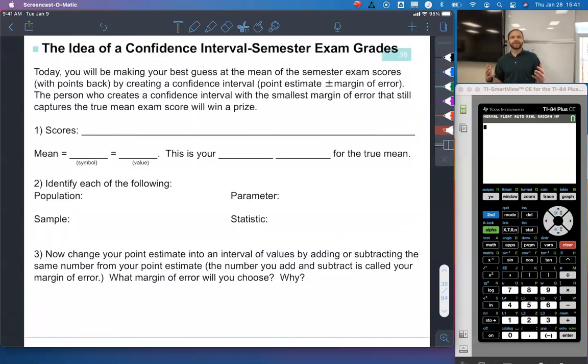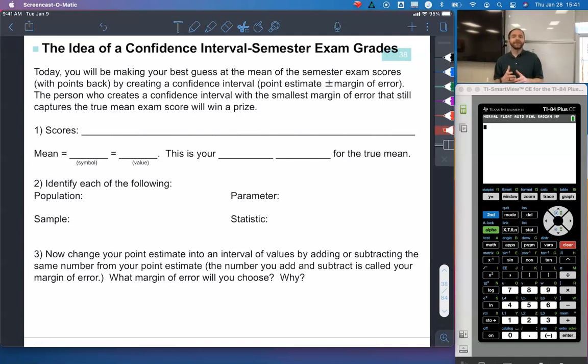Let's put this into practice, kind of just doing a little activity together since we're not in the classroom with this, is the idea of confidence intervals. We're going to figure out what is a confidence interval. We're going to use semester exam grades. Now, don't worry. These are semester exam grades. No names are put on these, so you're okay.